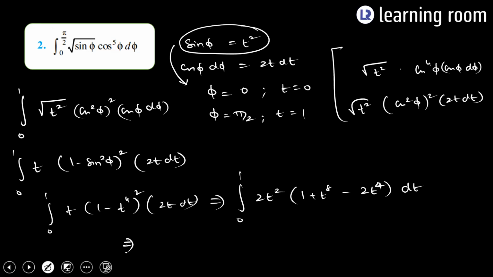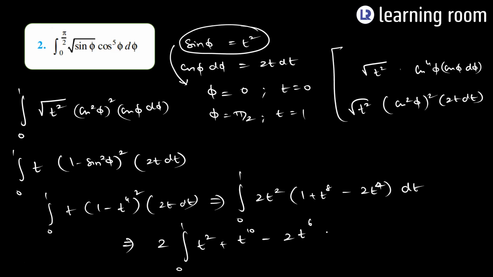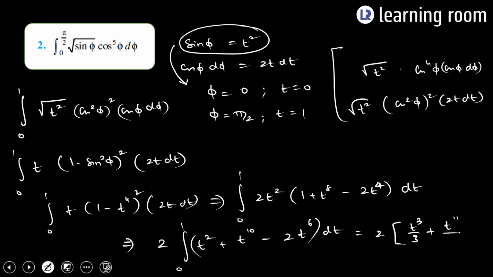Now tell me what is going to be the value. This implies 2 into integral of 0 to 1, t square plus t power 10 minus 2 into t power 6. This part you guys can integrate. So what will be the answer? 2 into integral of t square will be t cube by 3, plus integral of t power 10 will be t power 11 by 11, minus 2 into integral of t power 6 will be t power 7 by 7, between 0 to 1. So keep substituting the upper limit and the lower limit.